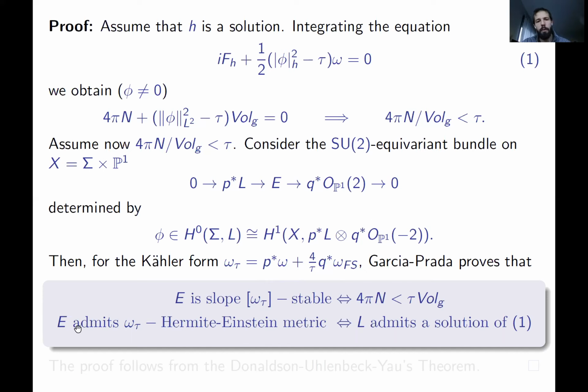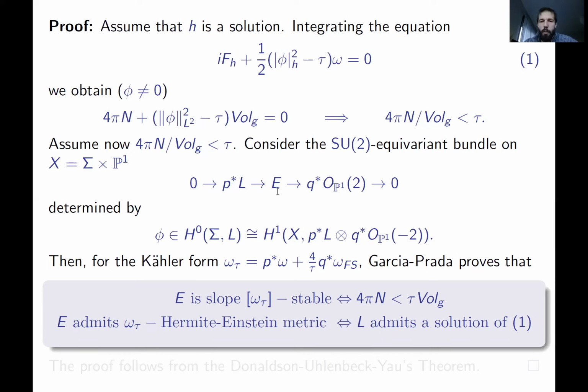And furthermore, this E admits a Hermitian-Einstein metric if and only if L admits a solution of the abelian vortex equations. Okay, I should explain what the Hermitian-Einstein metric is, but essentially this is just given by the contraction of the curvature for a metric on the vector bundle with the Kähler form to be proportional to the identity. Okay, this is the Hermitian-Einstein condition.